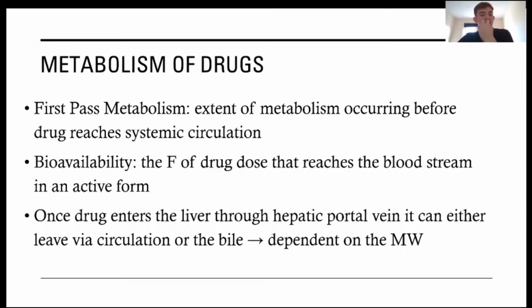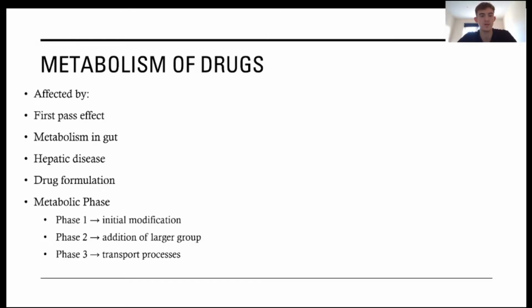So we've got first pass metabolism, which is the extent of metabolism occurring before a drug reaches the systemic circulation. We've got bioavailability, the F factor, which is the fraction of drug dose that reaches the bloodstream in an active form. When a drug enters the liver through the hepatic portal vein, it can either leave circulation or be excreted in the bile, and that depends on its molecular weight. So what's this affected by? Again, first pass effect, metabolism in the gut, and any hepatic disease, which can slow down or increase the action of the drug.